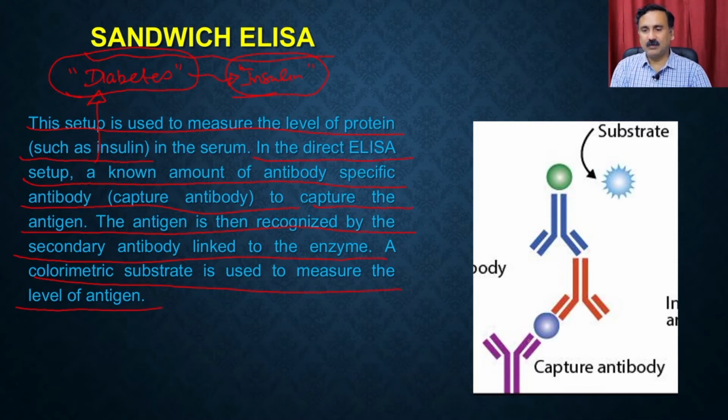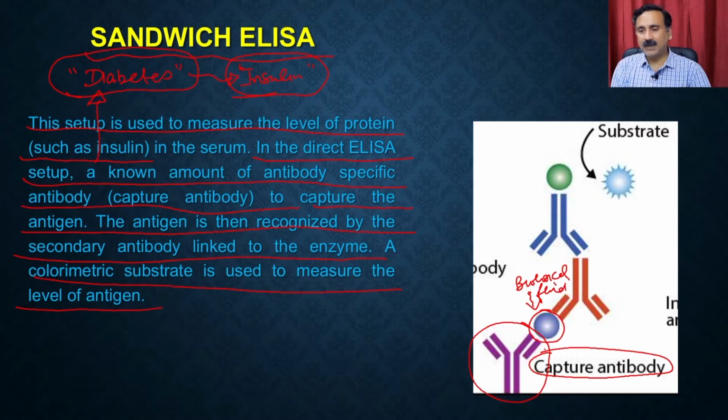In a sandwich ELISA, you are going to use two different antibodies. One is the capture antibody, which you coat onto the wells, and then the capture antibody binds the particular protein present in the biological fluid, for example insulin, right. Then you detect this with the help of another antibody, which is called the primary antibody. This primary antibody is going to detect a different region of the protein.